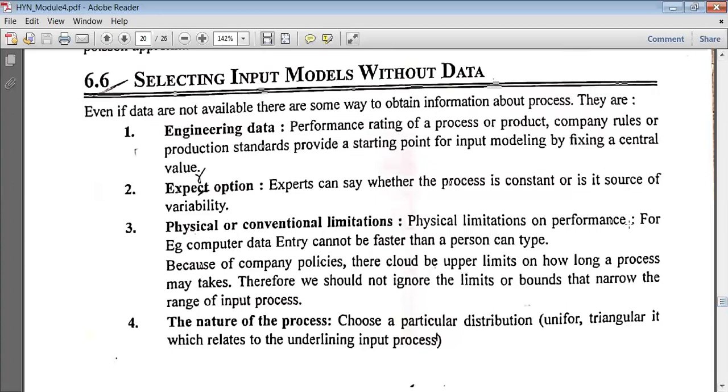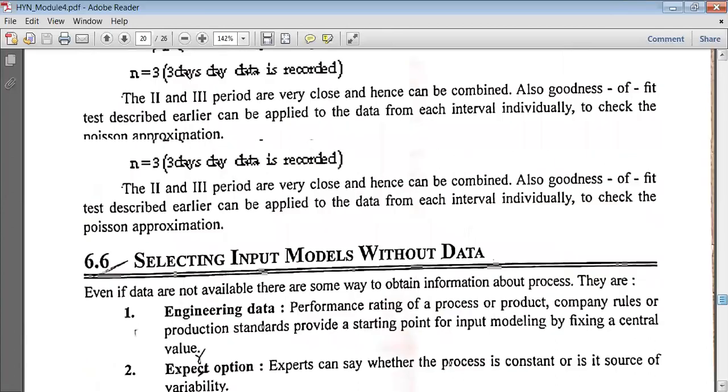This is a repeatedly asked exam question for 4 marks: what are the different ways of selecting input models without the data? We can select input models without data by using engineering data, expert opinion, physical or conventional limitation, or based on the nature of the process.